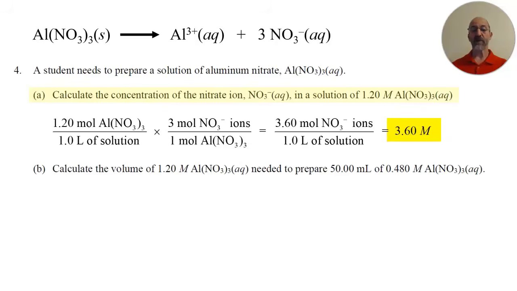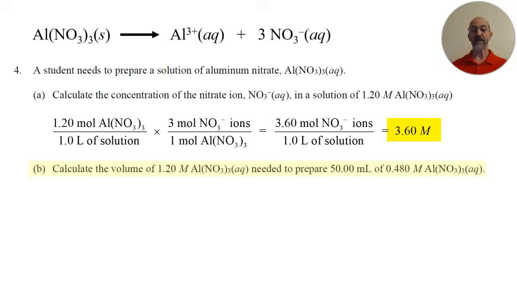Now let's move on to part B, and part B is actually a dilution. So a dilution is when you start with a solution of higher concentration, and then you add water to produce a solution of lower concentration. So how can we tell that this is a dilution? It says, calculate the volume of 1.20 molar aluminum nitrate that is needed to prepare 50.00 milliliters of, and again, there's that lower concentration, 0.480 molar aluminum nitrate. So we're starting with a solution of higher concentration, we're adding water, and we're diluting it to produce a lower concentration.